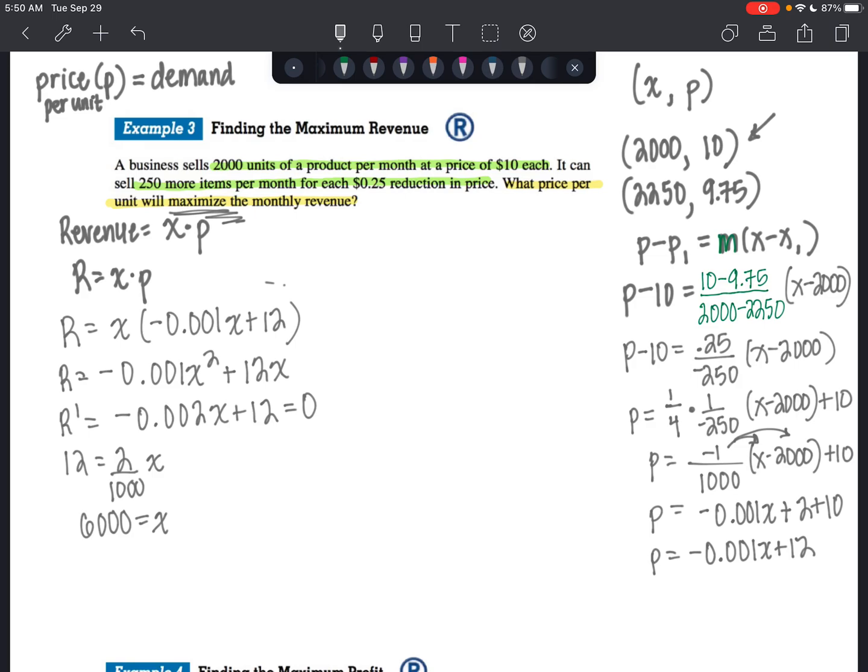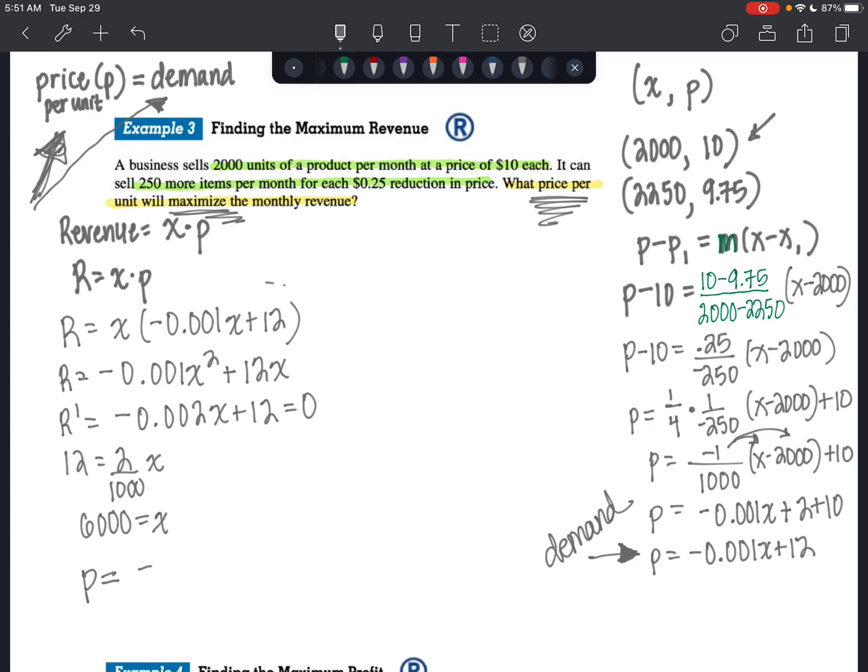Now that I've found what x is equal to, I can go and determine the price per unit. Remember, the price per unit is your demand function. Look up here where I'm drawing the arrow. Your price per unit is your demand function, and your demand function is the linear function we just found off to the right.